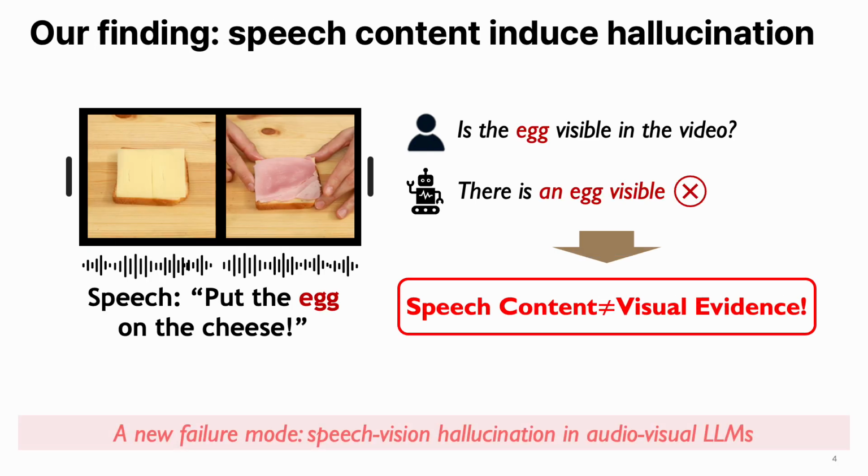Our key finding is that speech content itself can induce hallucination. For example, if the speech says, "Put the egg on the cheese," the model may answer that the egg is visible, even when the visual evidence does not support it. This reveals a new failure mode. The model hears semantically meaningful speech, but fails to verify whether the spoken content is actually grounded in the video.